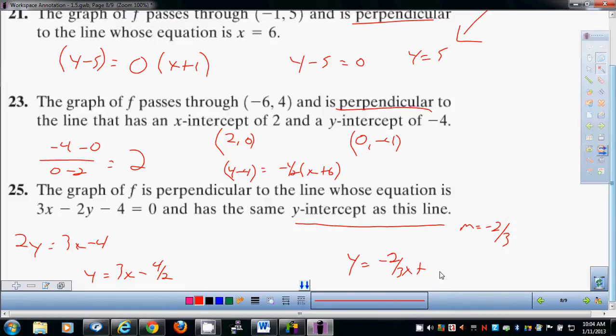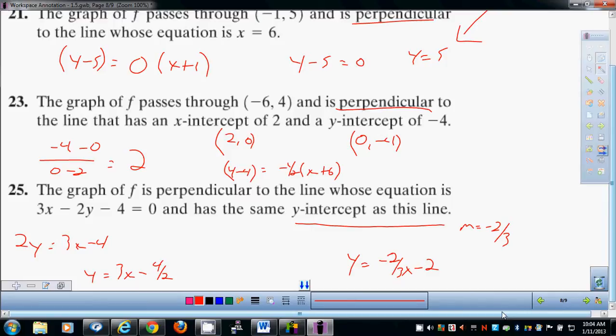Yes, sir. If it wasn't perpendicular, you would use negative a over b. If it was parallel, it would just be that; you wouldn't have flipped it. Because this slope was 3/2, we flipped it and perpendicularized it to get negative 2/3. If it was parallel, you would have just used it. Good question. Very good question.